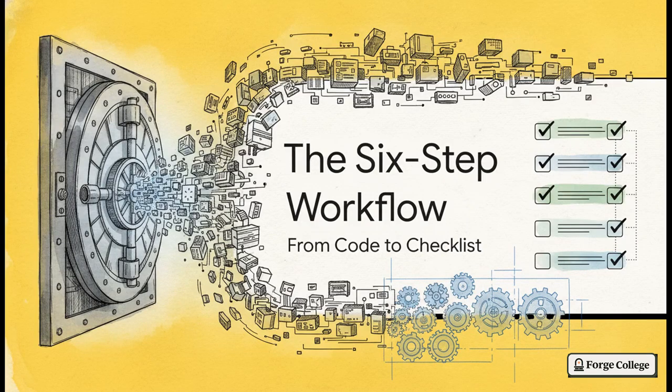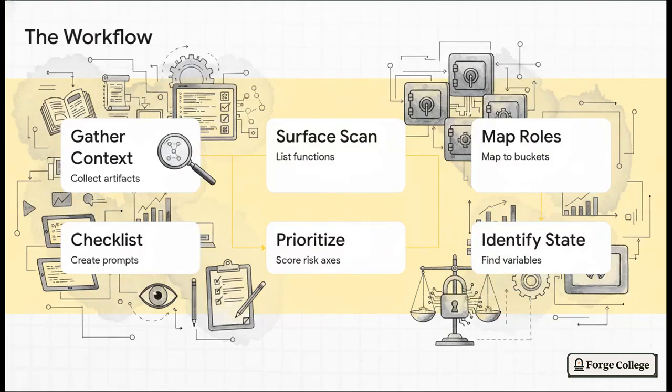All right, moving on to part 2, the 6-step workflow. This is how we go from raw code to a clean checklist. By following these exact 6 steps, we can turn an intimidating mountain of code into a super lightweight, repeatable workflow.